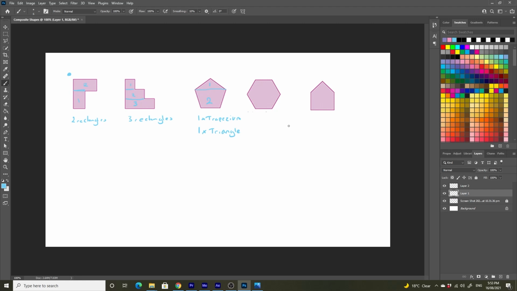The next one has a few different ways in which it can be broken down. One way is to see it as two triangles and one rectangle. Another way to think about it is as two trapeziums. So if we colored this in, and we colored this whole area in, these would be two trapeziums.